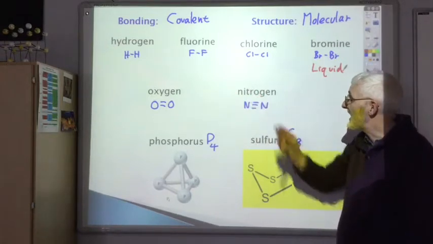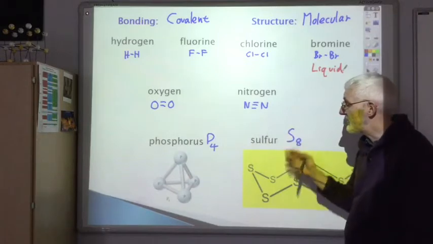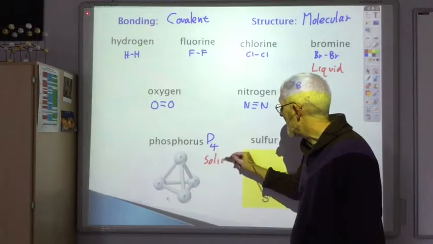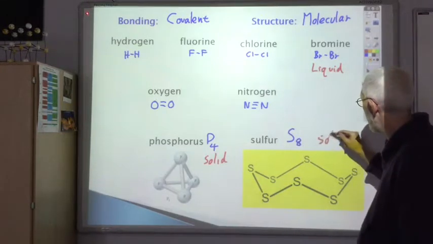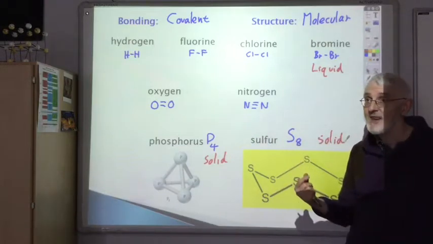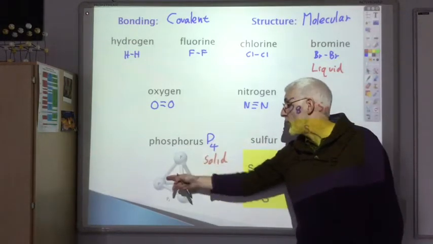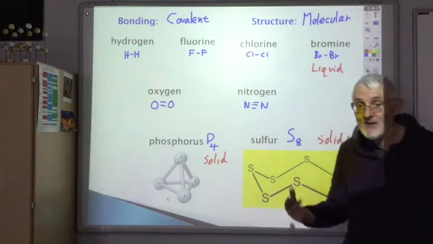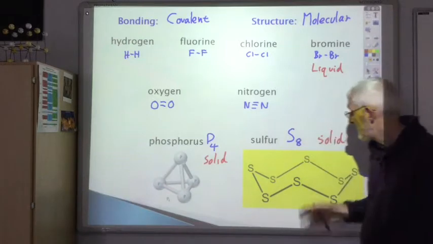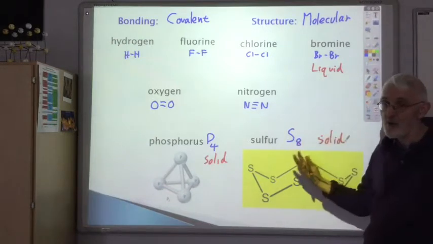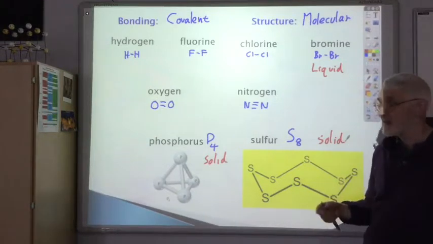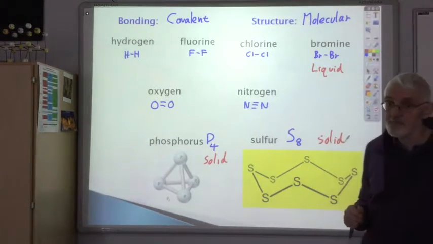Oxygen and nitrogen are gases, but phosphorus and sulfur are both solid at room temperature, and that's because they form relatively large molecules. So though phosphorus itself is not that heavy, the molecule contains 4 phosphorus atoms, and so it is heavy enough to have a strong enough London dispersion force to make it a solid at room temperature. And sulfur, forming an S8 molecule, is plenty big enough to have strong enough London dispersion forces to make it a solid at room temperature.